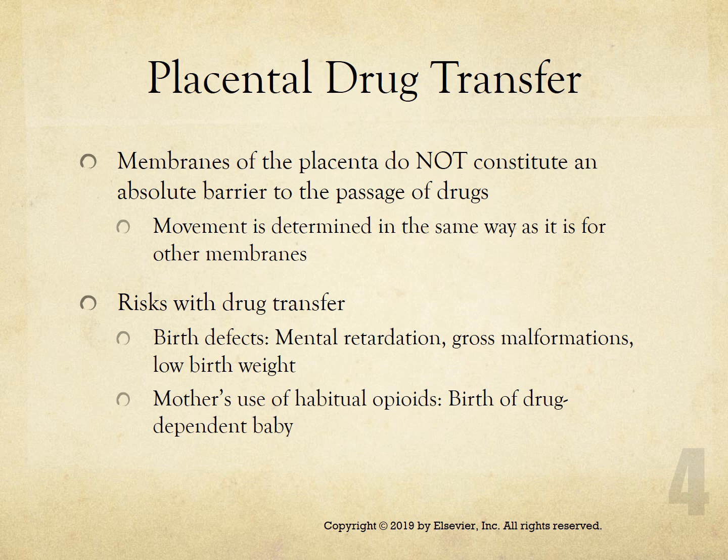You can have mental retardation if it affects the CNS, gross malformations, especially in the beginning of the pregnancy up to that 8th or 9th week when the organs are forming, and low birth weight. And we know with cigarette smoking and drug use, they can have low birth weight babies. Mother's use of habitual opiates will also add a drug-dependent baby, and you'll have a baby that's going through withdrawals after delivery.